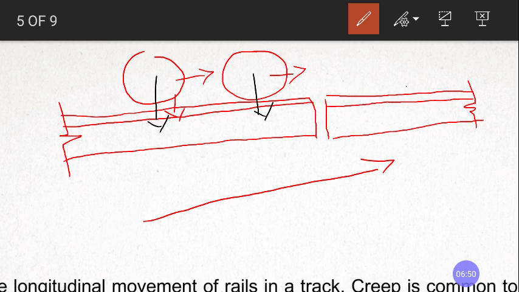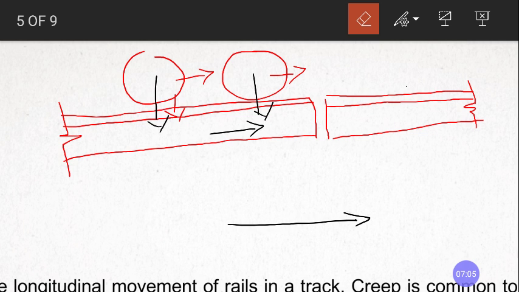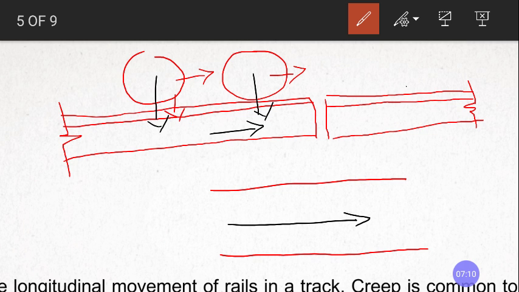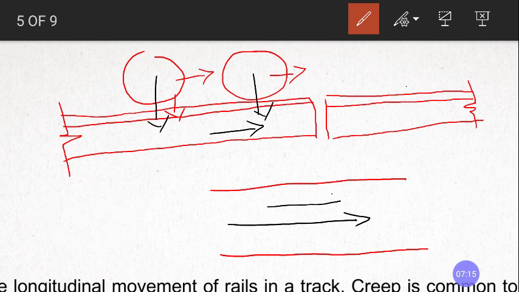While moving forward, it drags the rail along the length of the road. If this is your length, if you see from the top, this is your rail, and the movement is in this direction, so what will happen? These rails also move for a few centimeters forward, right? This also moves forward.